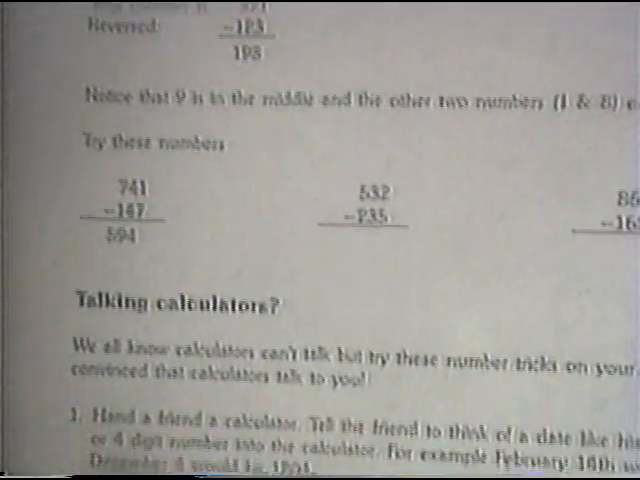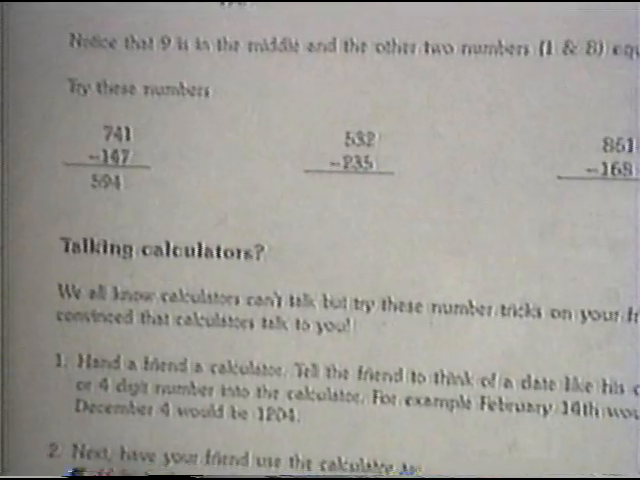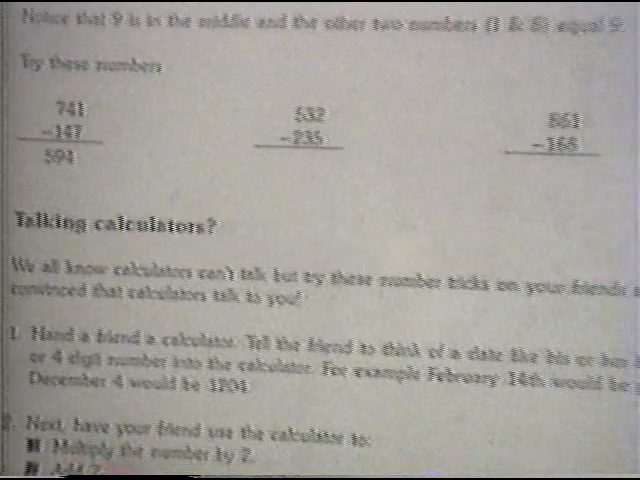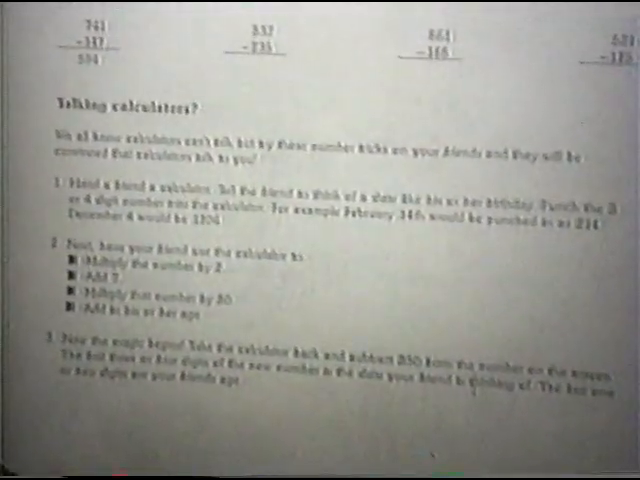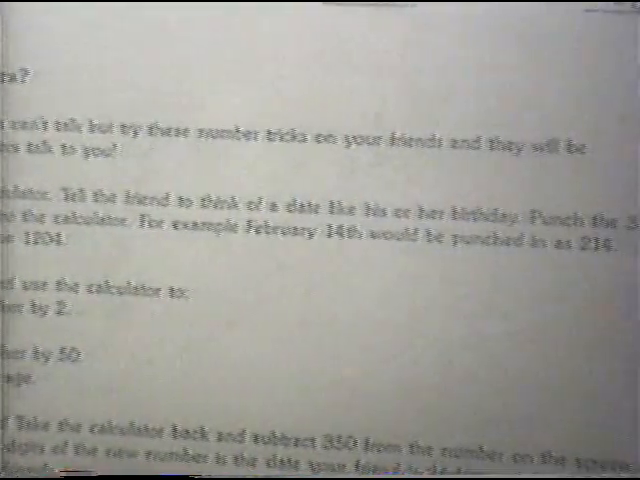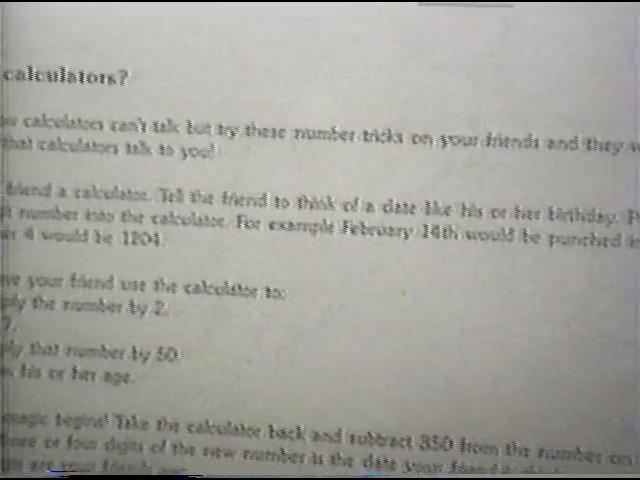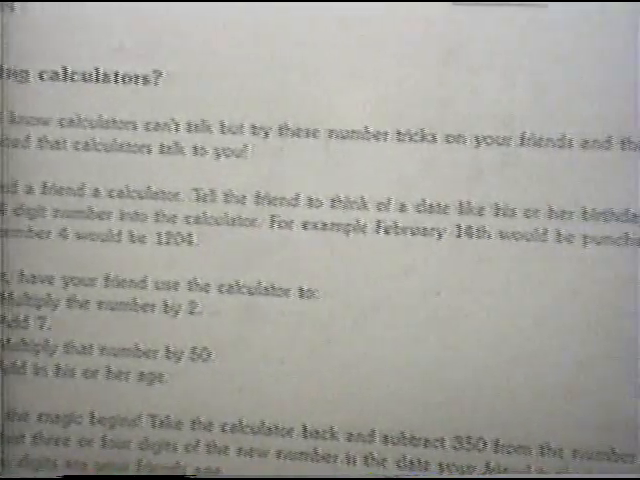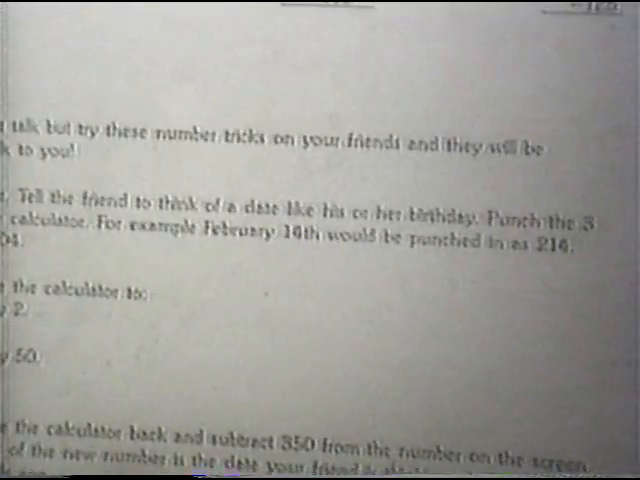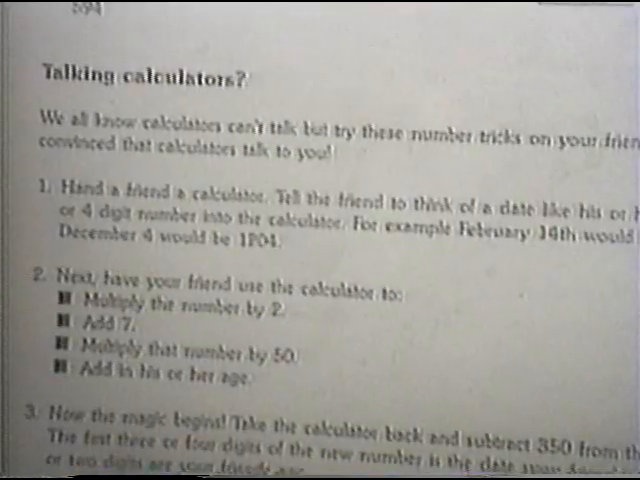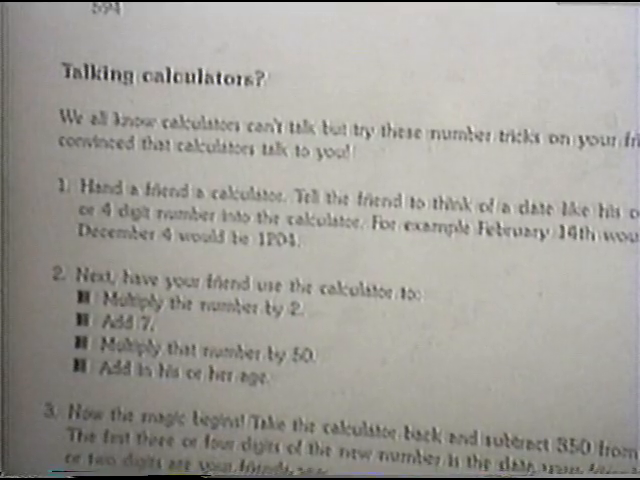Talking calculators. We all know calculators can't talk, but try these number tricks on your friends and they will be convinced that calculators talk to you. Hand a friend a calculator. Just give them your calculator. Tell the friend to think of a date like his or her birthday. Punch in the 3 or 4-digit number into the calculator. For example, February the 14th will be punched in as the 2nd month, 2/14. December 4th will be the 12th month, 12/04.